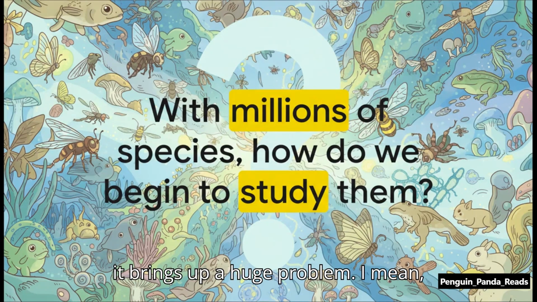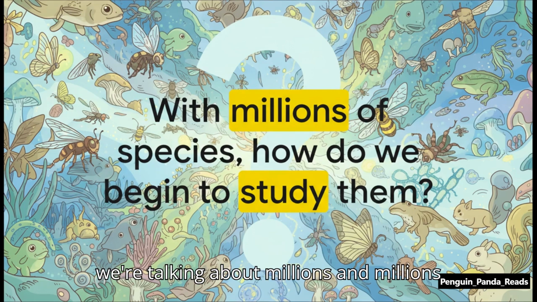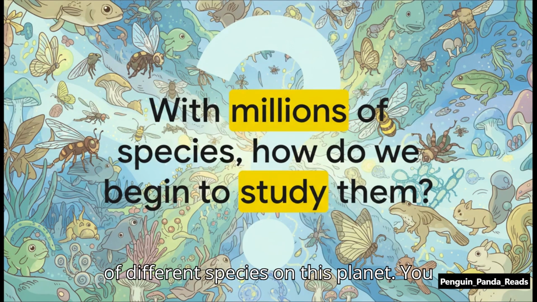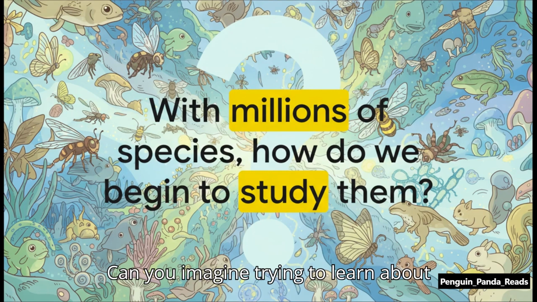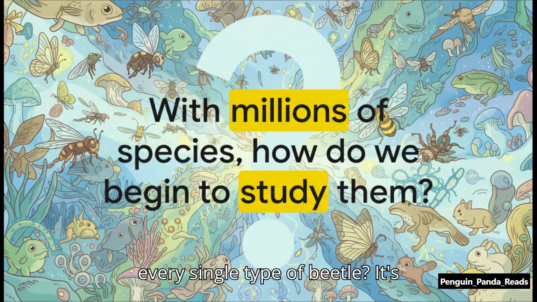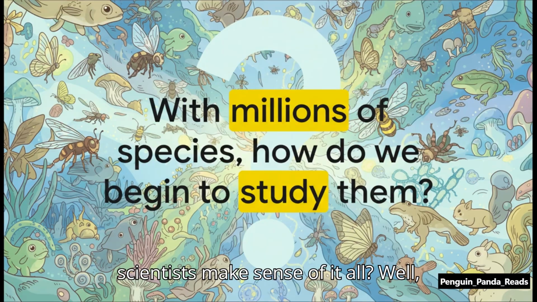But that richness brings up a huge problem. I mean, we're talking about millions and millions of different species on this planet. You couldn't possibly study them one by one. Can you imagine trying to learn about every single type of beetle? It's impossible. So how in the world do scientists make sense of it all?